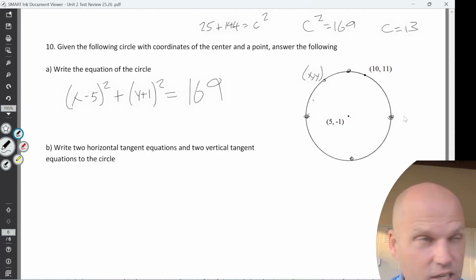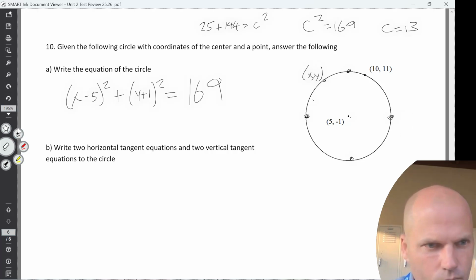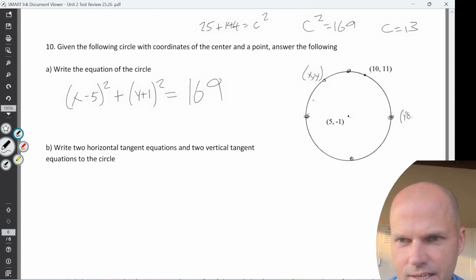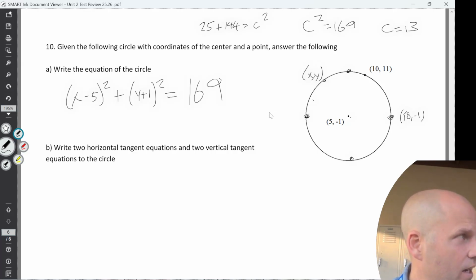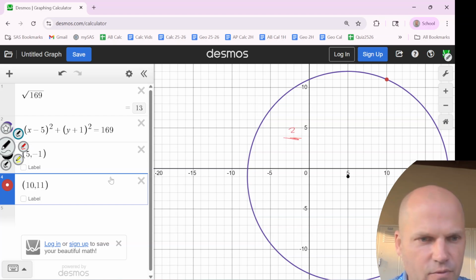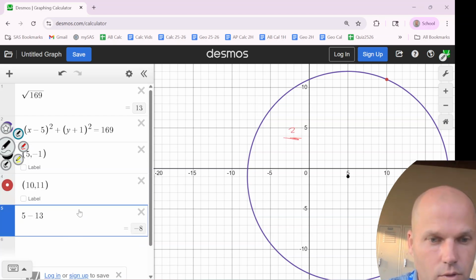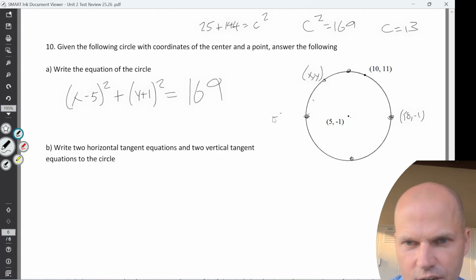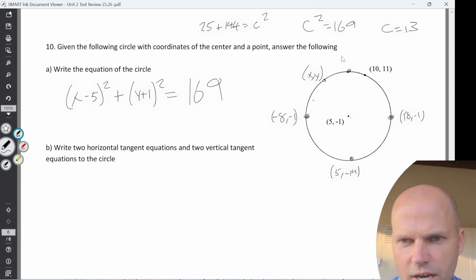Adding 13 to 5 is 18. So this point is (18, -1). Subtracting 13 from 5 is -8. So I have (-8, -1). Great, that's that point. Subtracting 13 from my y will be -14. Adding 13 to -1 will be 12. So I got this point. So I could plot all these points.